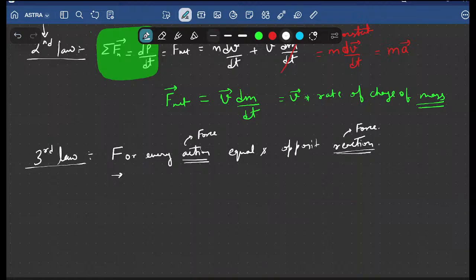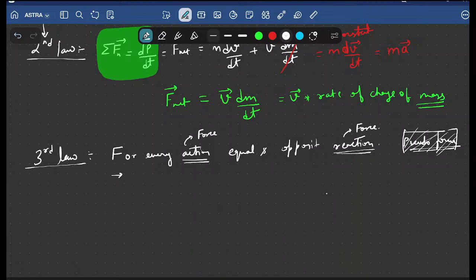No force in this universe acts individually. Real forces always act in pairs. Now there are some unreal forces also, which we will study in the name of pseudo forces. We must not discuss that at this point of time. We must neglect it.